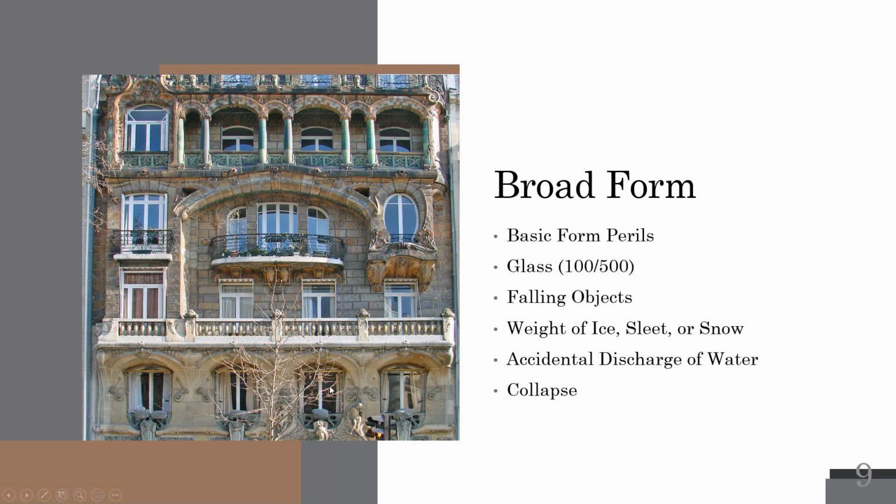I mean, that's barely the first floor, right? Maybe one or two windows on the second floor. That's not enough. And so we'll talk about some additional coverage forms that you can add to the policy. But keep in mind that on the broad and special form, there is limited glass coverage. All right. Falling objects.